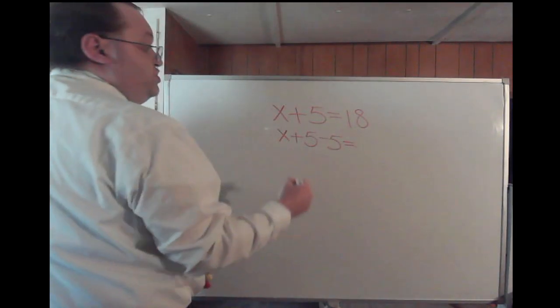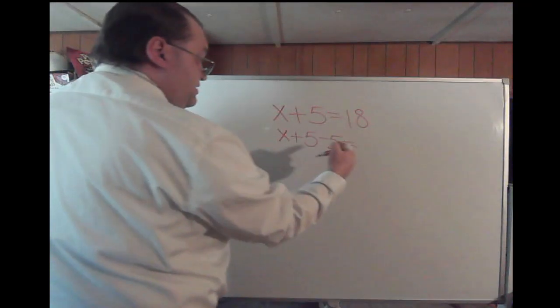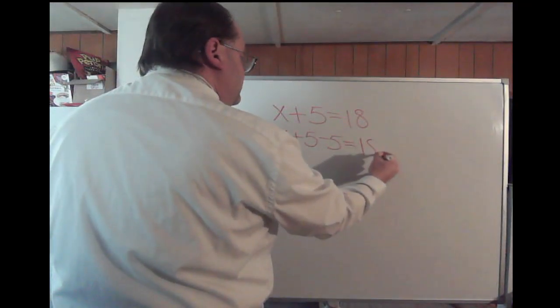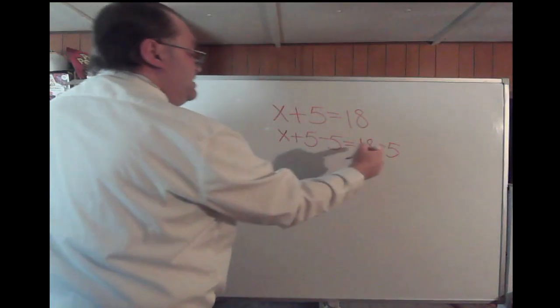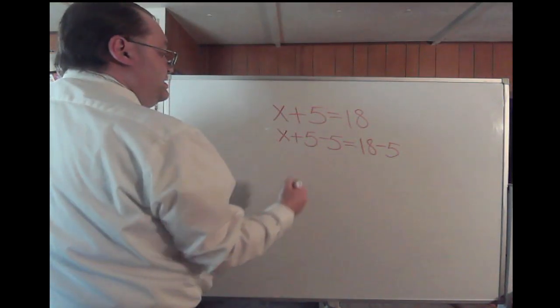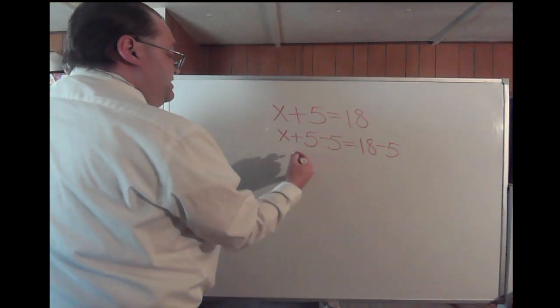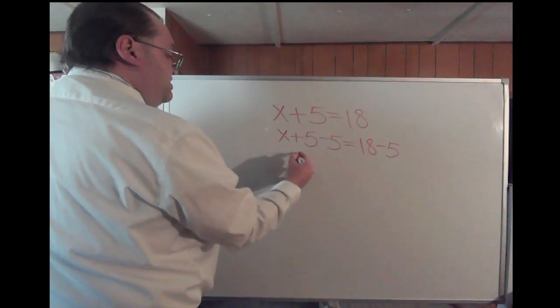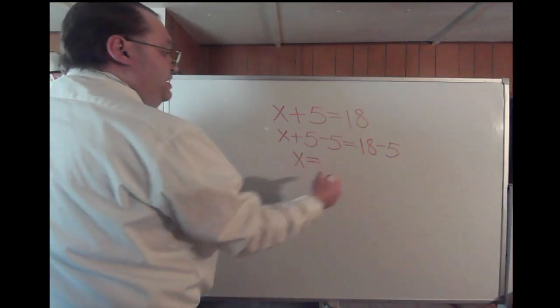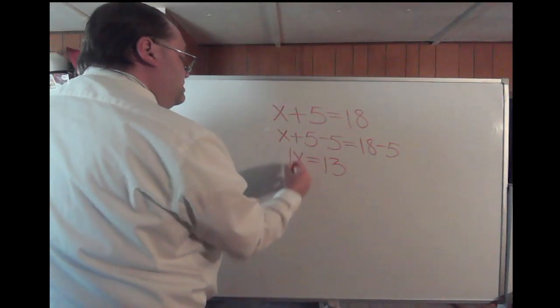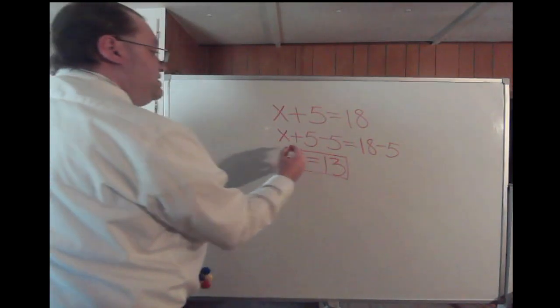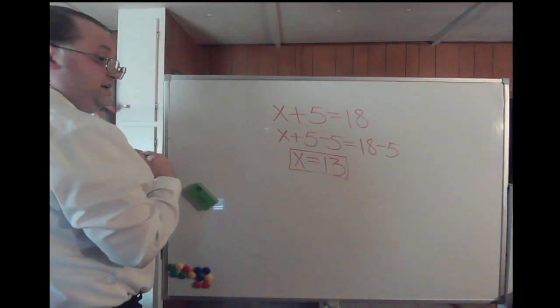Now, what you do to one side, you got to do to the other. So you'll have set that equal to 18 minus 5. Since you subtracted 5 from the left side, you got to subtract it from the right side. So 5 minus 5 is 0. You'll have x plus 0, which is just x. X will be equal to 18 minus 5. Well, that's 13. So the value of x for this equation would be 13.